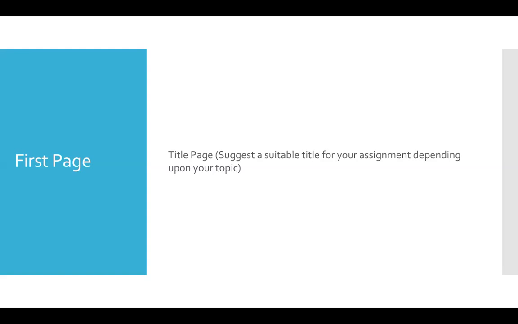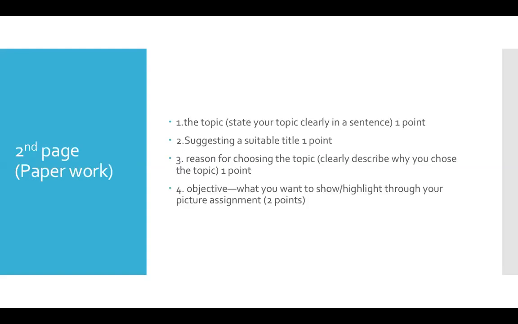This is your first page. Like I said, your assignment in total will consist of 12 pages. Second page includes paperwork. Here you will do only the paperwork, and you will answer 4 questions, 4 things that you see on the screen. The first is your topic. Now your title page only tells the title, any catchy, appealing title that you have selected for your assignment.